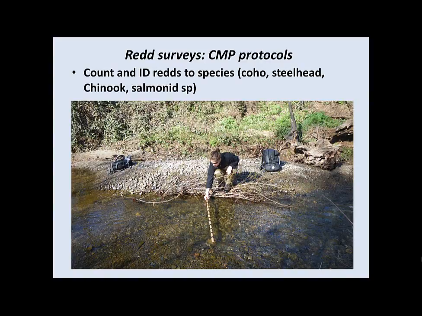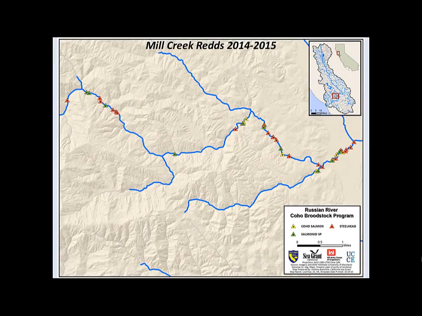Just to give you some background on the kind of data that we're collecting, during the winter season, we do redd surveys between November and mid-April. So we follow the statewide CMP protocols for that. We walk the streams on a 2-week cycle, and we're basically counting and identifying redds to species. And we collect spatial data as well, so we can look at the distribution of redds according to species. And this is just an example of Mill Creek of the kind of data that we're collecting.